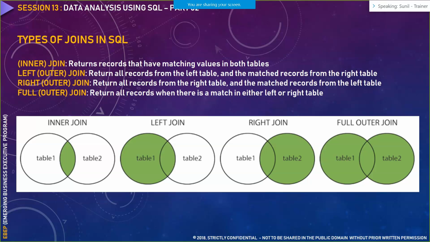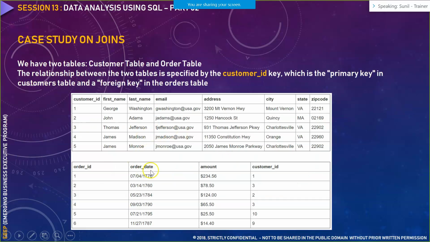What left join does is return all the records from the left table and only matching records from the right table. Right join returns all the matching records from the left table and all records from the right table. And what the full join does is return all the records when there is a match in either the left or right table. So these are the four types of joins that you apply in SQL Server. Let us understand it with the help of a case study. In our case study, we have a customer table and an order table.